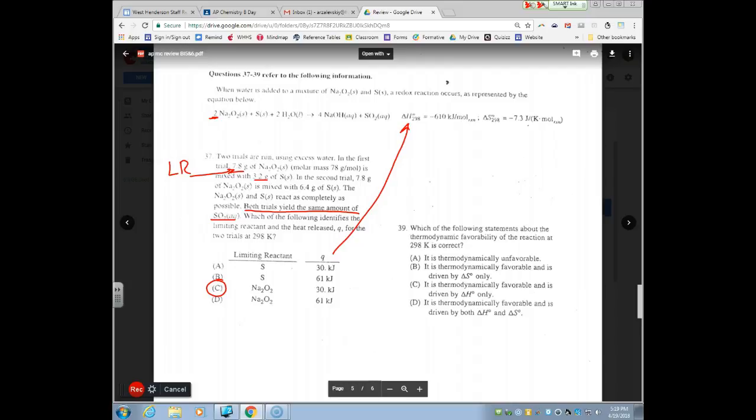So in this case, if we look at it, for this one, we're going to need to divide this. We've got how many moles of this? How many moles of sodium peroxide? So 7.8 grams, and we have a molar mass of 78, so that's 0.1 moles.